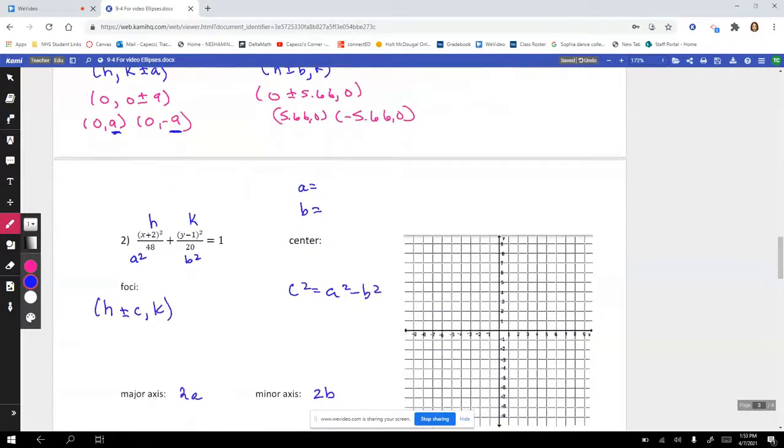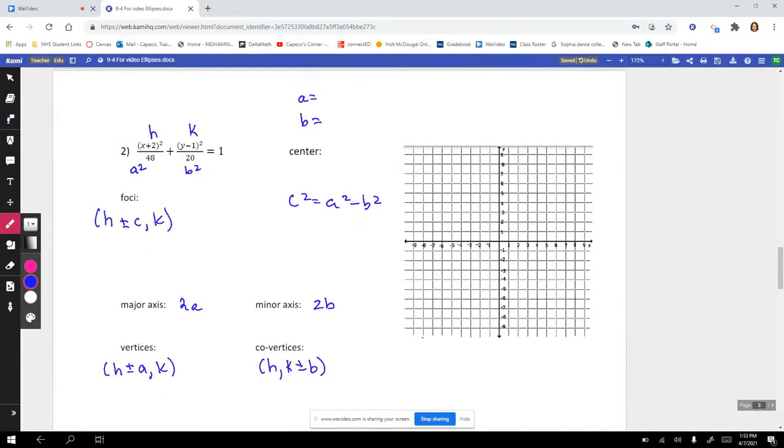Okay, let's look at another one. This time the center is not at origin, so we're going to have a little bit of shifting going on here. Okay, so I notice that my higher value is 48, so that's where my a squared is and my b squared. So right away, I know that a squared is equal to 48. Take the square root of both sides, and my a value is going to be 6.93. Same thing with b squared, which is 20. Take the square root of both sides, and we have 4.47.